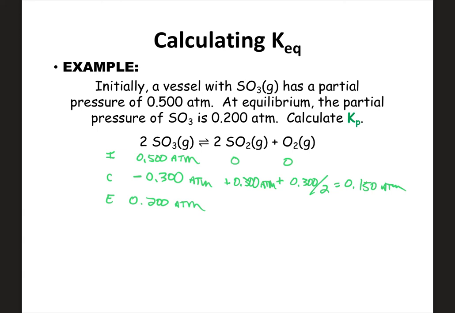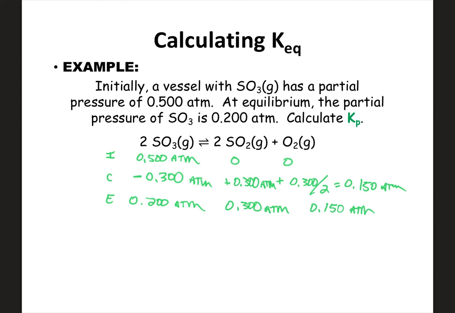The reactant's going to be used up. In this case, the products are going to form. So now when I do the math here, plug in my equilibrium pressures for the SO2, I have 0.300 atms at equilibrium because obviously 0 plus 0.3 is going to be 0.3. And then for the O2, it's just going to be the 0.150 atms for the pressure of that one at equilibrium.